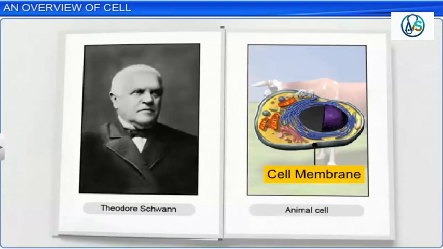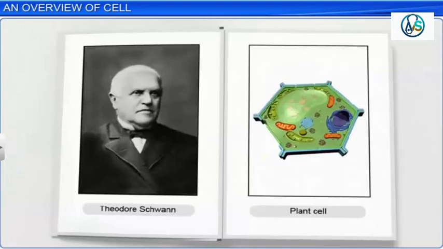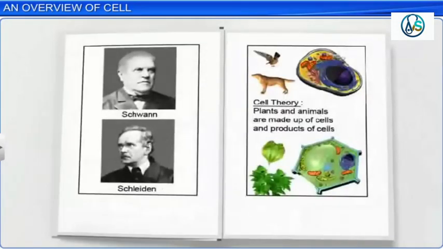He also studied plant cells and concluded that in addition to a cell membrane, plant cells also have a cell wall, a characteristic unique to plants. Schleiden and Schwann together formulated the cell theory, which stated that both plants and animals are made up of cells and their products such as proteins and lipids. However, the cell theory did not explain the formation of new cells, which was clarified by Rudolf Virchow in 1855.